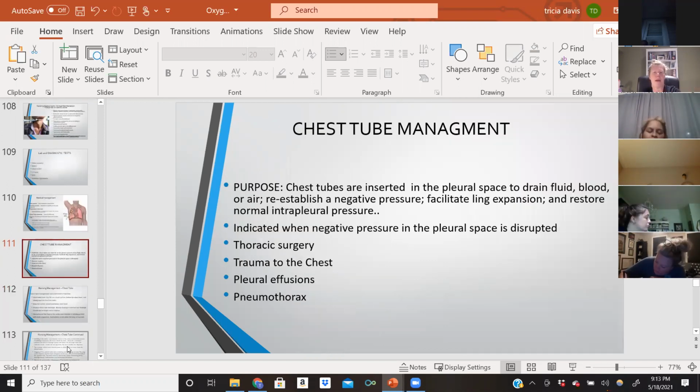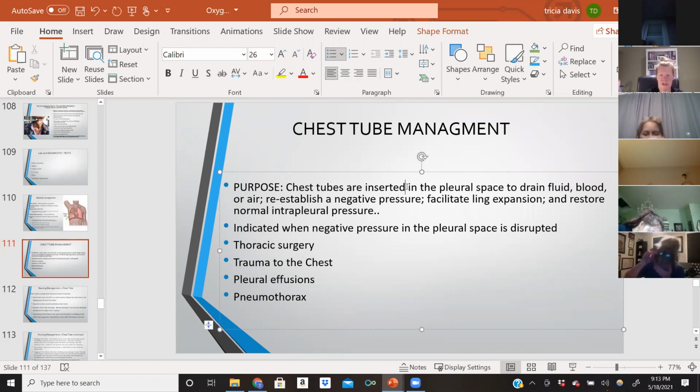So when we manage our chest tubes, these are inserted into that pleural space. Like I said, we can drain air, we can drain fluid, we can drain blood. We use it to help reestablish that negative pressure and reinflate that lung, because there's negative pressure in the lung. When you get that hole, when you get that atmospheric pressure, that's when it changes. That's when it deflates. It's going to facilitate lung expansion.